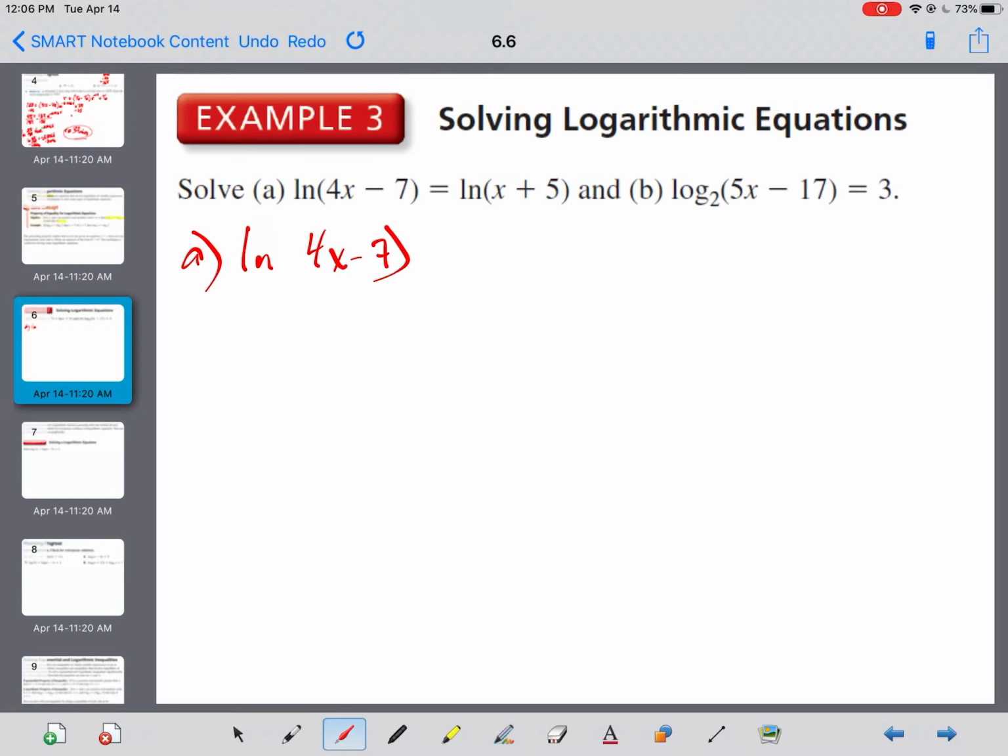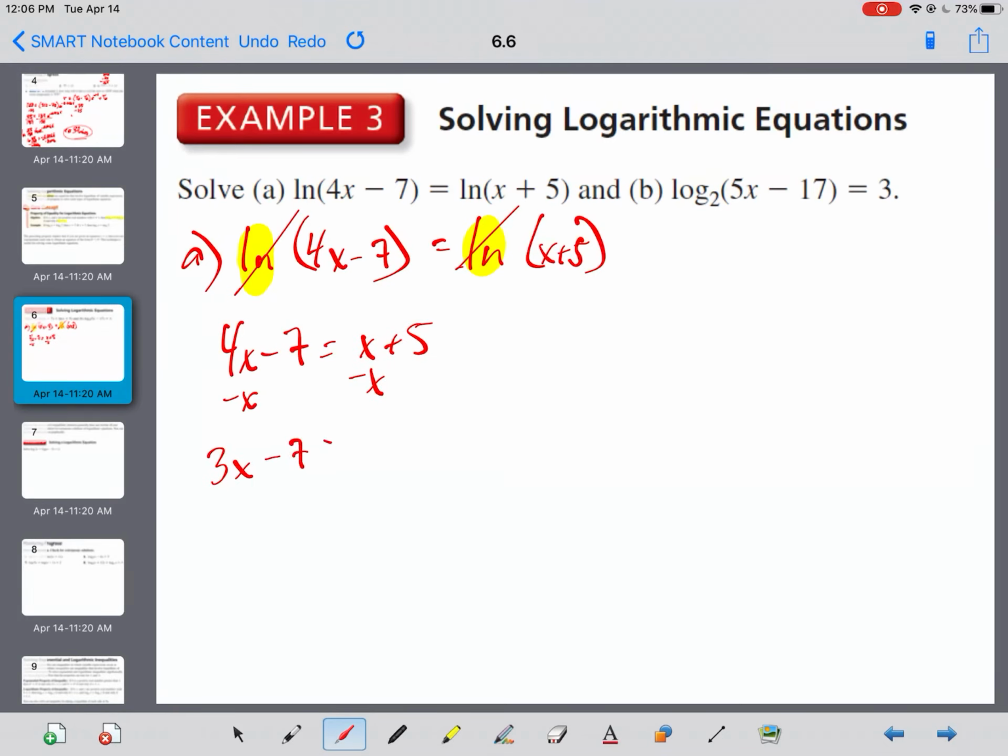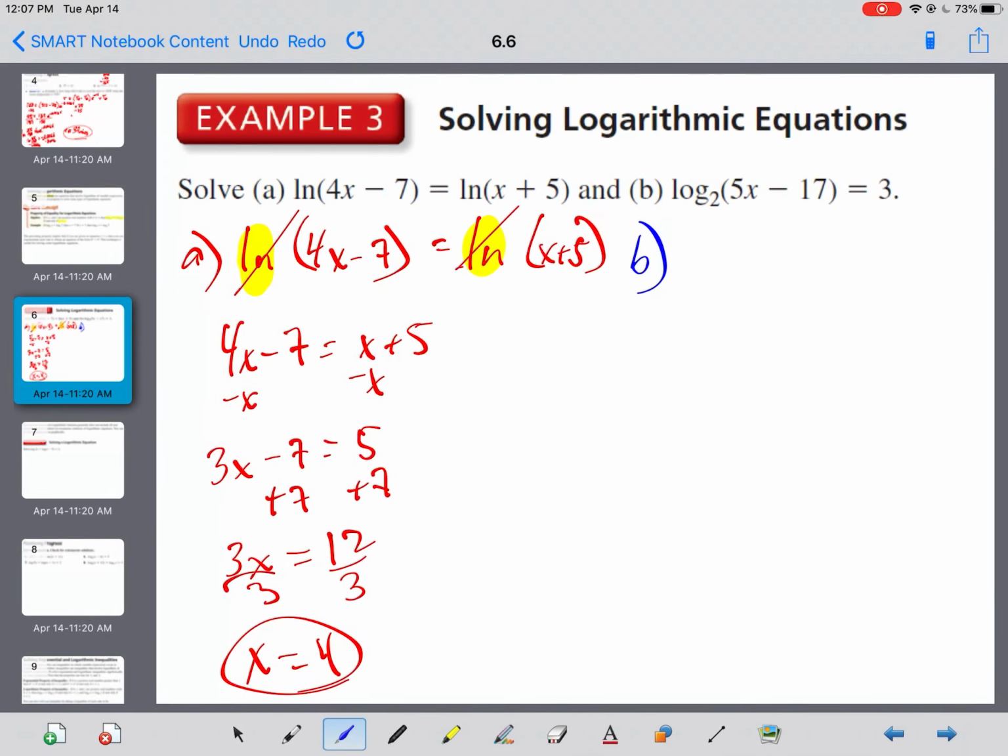So, let's solve. Look at A first. The ln of 4x minus 7 equals the ln of x plus 5. These are the same log base, so we can just drop them. 4x minus 7 equals x plus 5. Minus x. 3x minus 7 equals 5. Add 7. 3x equals 12. Divide by 3. X equals 4.